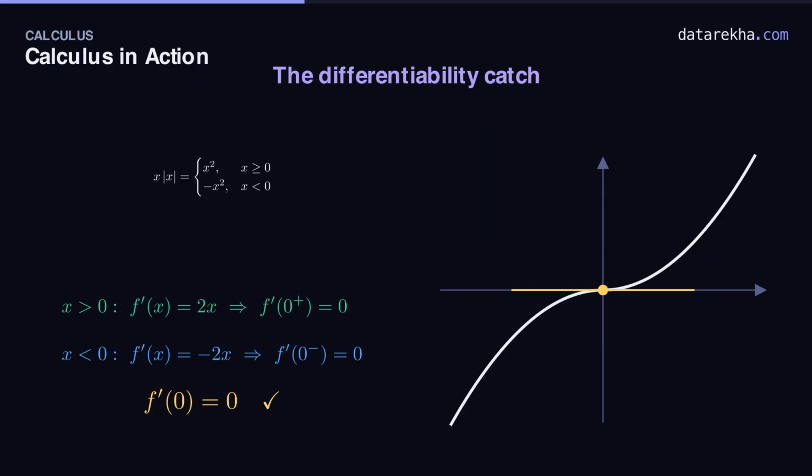The plain absolute value would have failed. Its slopes are -1 and +1. Multiplying by x smooths the kink away.